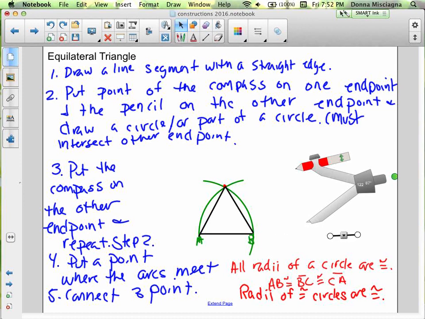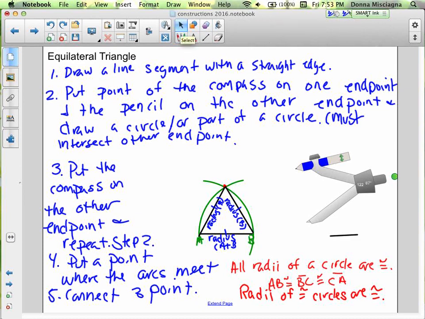There he goes. All right, so now these would all be congruent to one another, because they are all radii of a circle. Again, this one is a radius, and that's for A and B. This would be a radius, and that's for circle B. And this would be a radius for circle A. I hope you can read that.